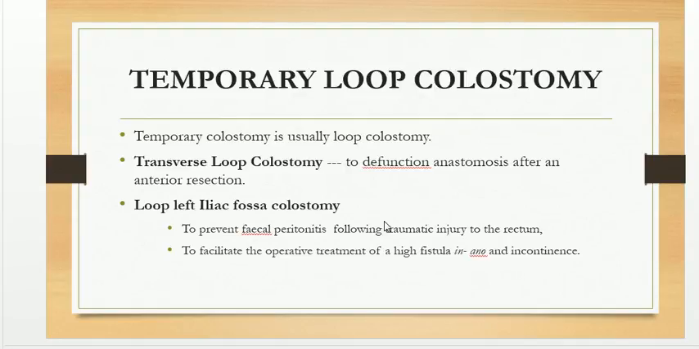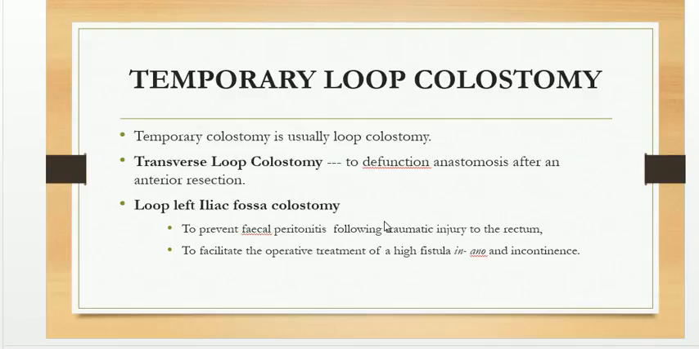There are a number of indications for temporary transverse loop colostomy. For one example, here we can see the anterior resection, which is a low colorectal anastomosis lower down. So we can make a loop colostomy which is temporary, and this is going to save the distal anastomosis. Loop left iliac fossa colostomy.